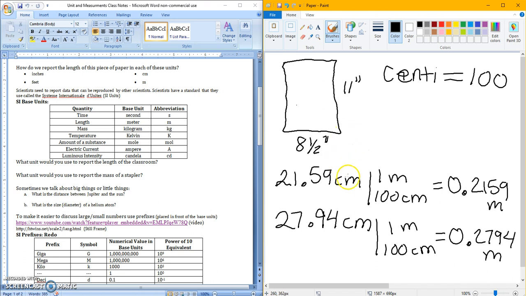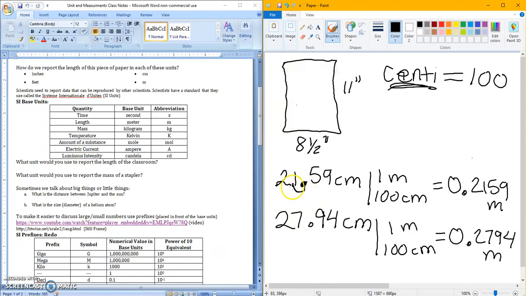Alright, and this type of measurement is based off of a 10 system. So centimeter, centa means 100. That's what that prefix means, if you think back to biology. So I know that 100 centimeters equals 1 meter. So I can do the same thing as before. Take 21.59, divide by 100, and I get 0.2159 meters.